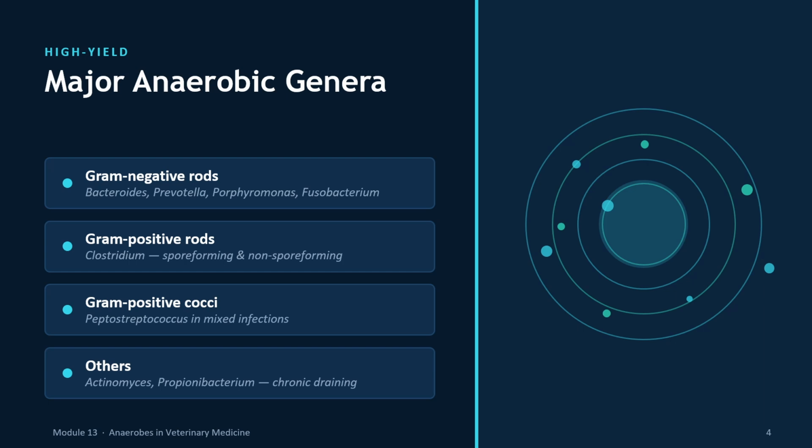These are the major anaerobic genera you'll encounter. Gram-negative rods like Bacteroides, Prevotella, Porphyromonas, and Fusobacterium dominate oral and GI flora. Gram-positive rods include Clostridium species, both spore-forming and non-spore-forming. Gram-positive cocci, like Peptostreptococcus, show up in mixed infections. Actinomyces and Propionibacterium are important in chronic draining infections.